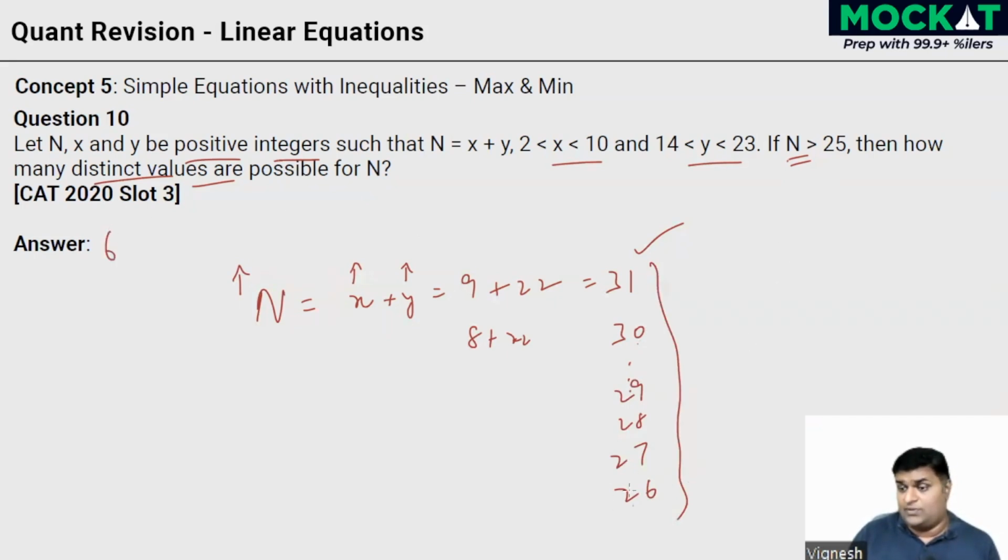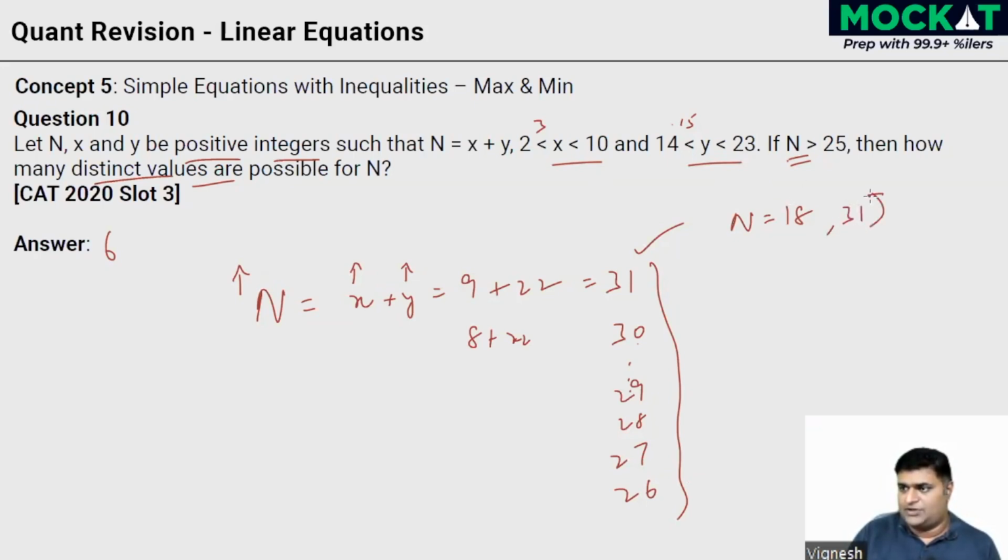In case you're wondering whether 26 is possible, look at the lower limit. 15 and 3 over here. 15 plus 3, 18. So n, just looking at the lower and the upper limits, the lowest possible value is 18, right? 3 and 15 over here, the x and y values. The largest possible values are 9 and 22. If you add them up, it's going to be 31.